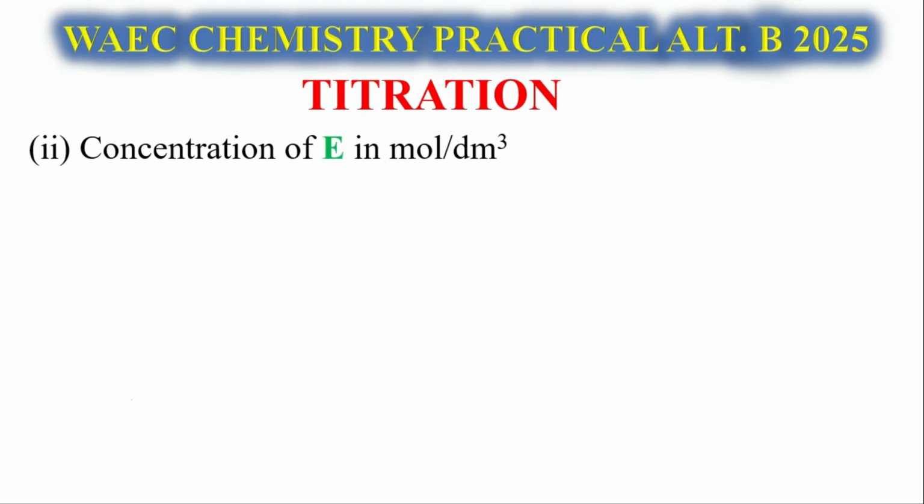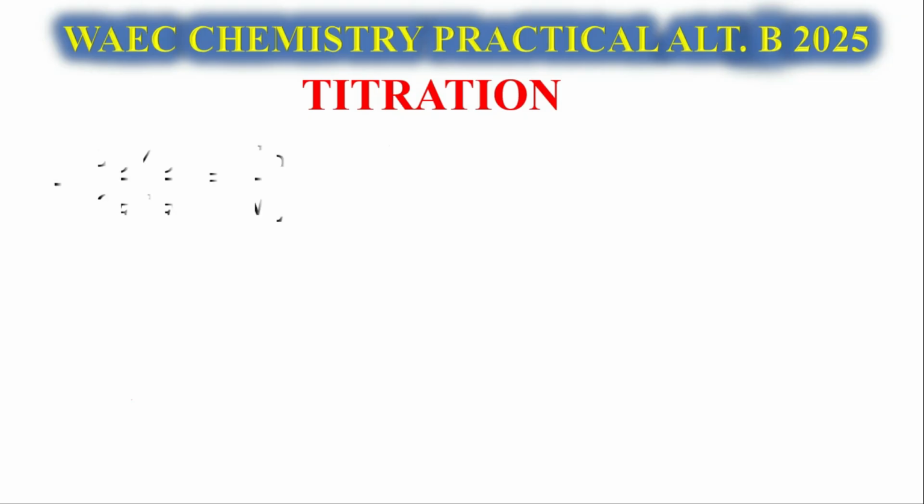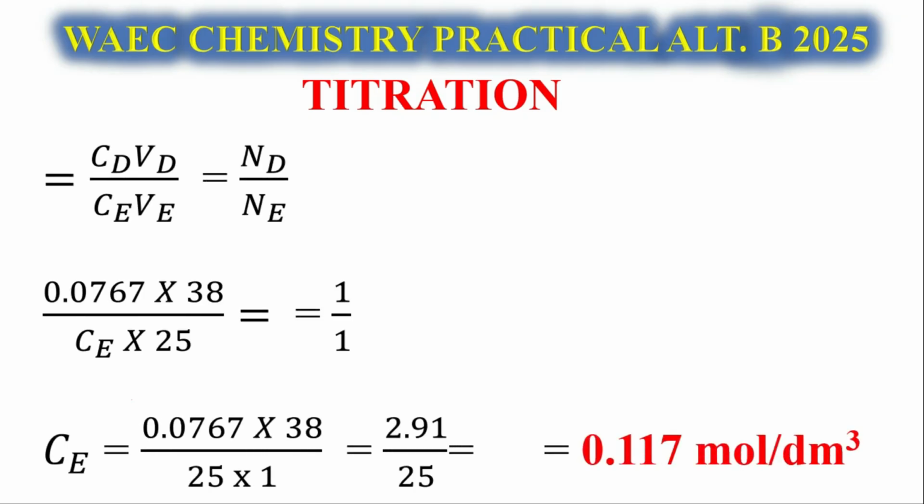Quickly, second, let's look at the concentration of E in mole per dm³. Let's use this formula with analysis of your parameters. So what do we have? If you substitute the values correctly and make C the subject of the formula, you're going to have 0.117 mole per dm³, this time around of E.